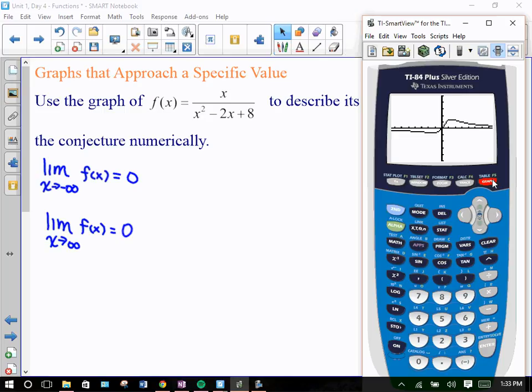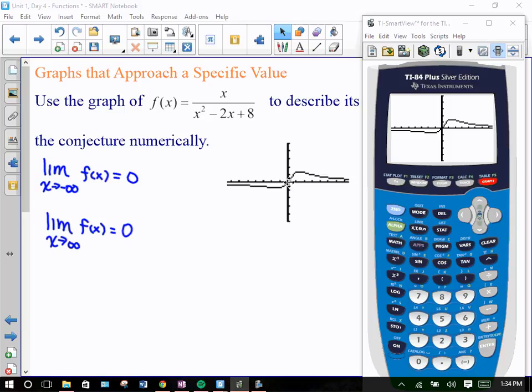Now, this one's a little bit trickier. Again, I'm not telling you guys a shortcut here. I look at that and I see, yeah, it's definitely approaching 0 as x goes to negative infinity or positive infinity. I know that because I know the rule for this. But what we want to do now is confirm this algebraically. How do we do that?